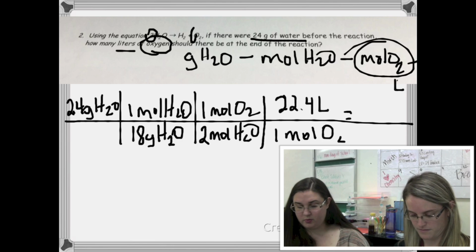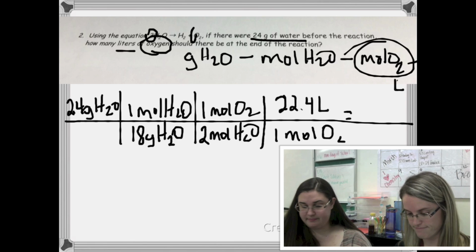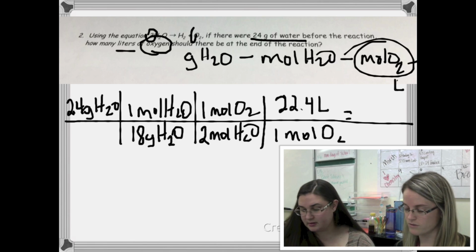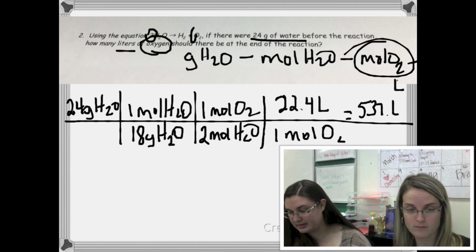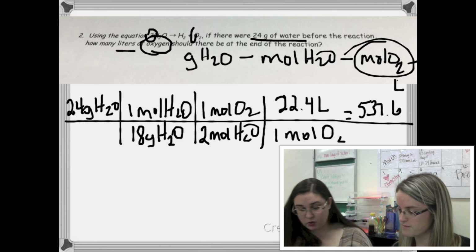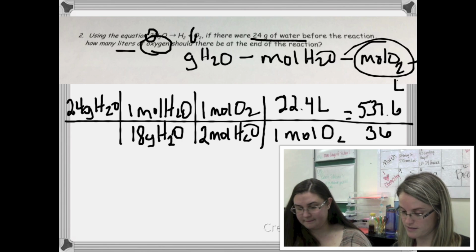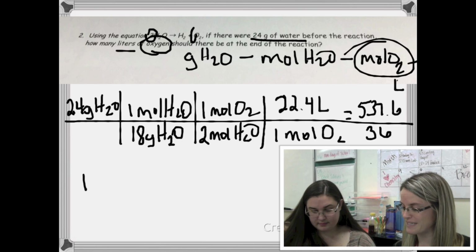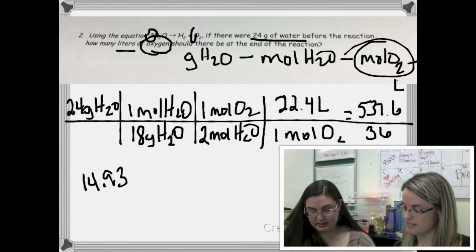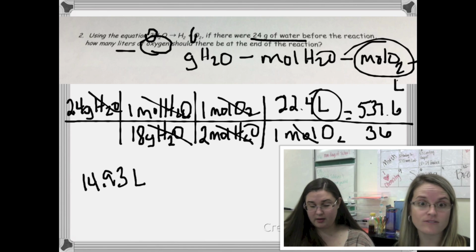Okay, so 24 times 22.4. We're going to multiply across the top and then write our answer out, so they can see each time. Across the top would be 537.6. And then on the bottom is 18 times 2, which is 36. So now I have to do 537.6 divided by 36, which is equal to 14.93 liters, because everything else cancels out, leaving me with liters. And more specifically, it would be liters of oxygen.